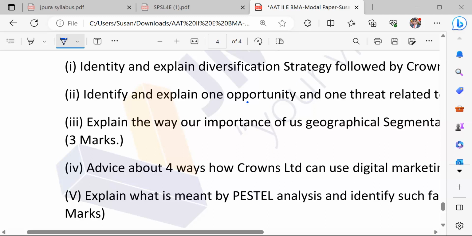Explain what is meant by PESTLE analysis and identify such factors in the scenario.